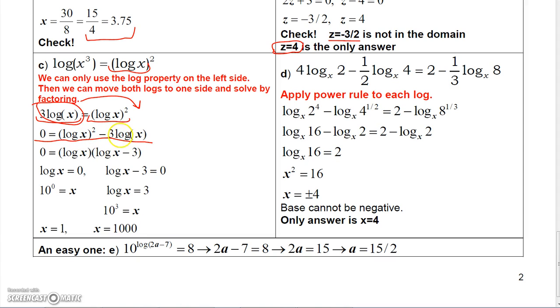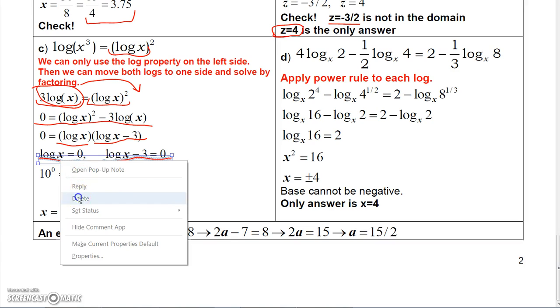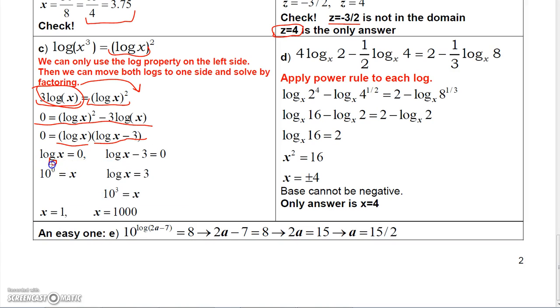And then I can factor a log out of this. So if I factor a log out of this, I get log of x times log of x minus 3 equals 0. Well, now I know that log of x must equal 0, or log of x minus 3 equals 0. Since log of x equals 0, I can solve this by putting it in exponential form. Remember, the base is 10. So 10 to the 0 would equal x, or x is 1. If I solve this one, I get log of x equals 3, and again I know the base is 10. So exponential form for this would be 10 to the third power equals x, and 10 to the third power is 1,000. So your two answers there are x equals 1, x equals 1,000.